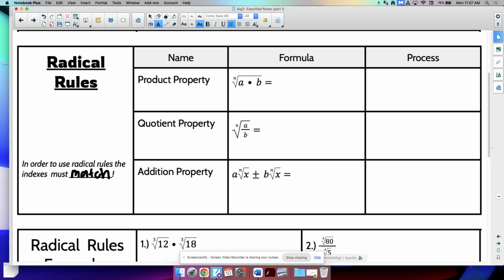Product property: if you have a radical and the stuff inside is multiplying, you can think of it as 2 separate multiplication pieces. And again, you guys have been doing that. When you break down the square root of 50, it's the square root of 25 and the square root of 2. So multiplication wise, as long as they're the same type of radicals, they just multiply together. Process wise, and this will make more sense once we get into it, just put outsides together and then insides together.